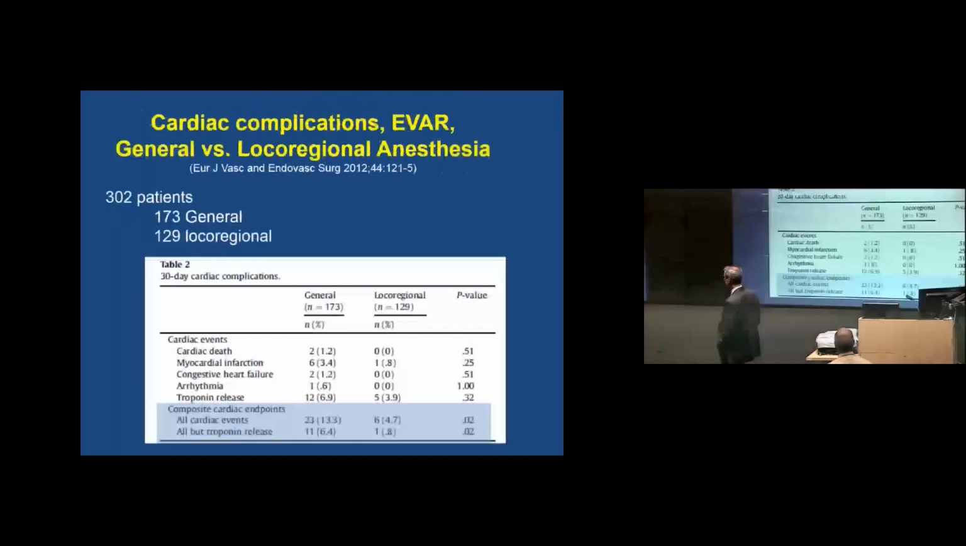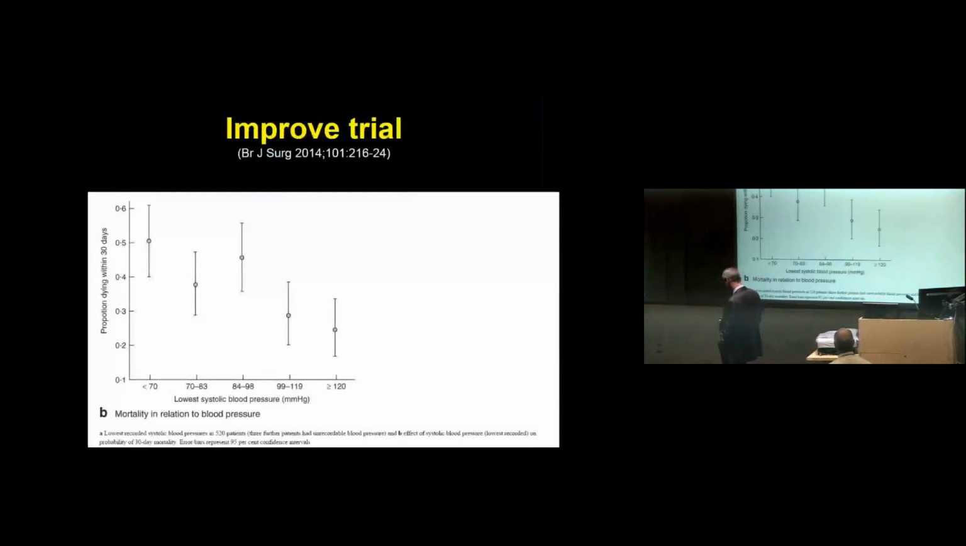And you can see, I'm sorry, I keep hitting the wrong button. You can see as the blood pressure gets lower, the mortality gets higher. And that seemed to be the patients who had a systolic blood pressure greater than 100 seemed to do better than the patients with systolic blood pressure less than 100.